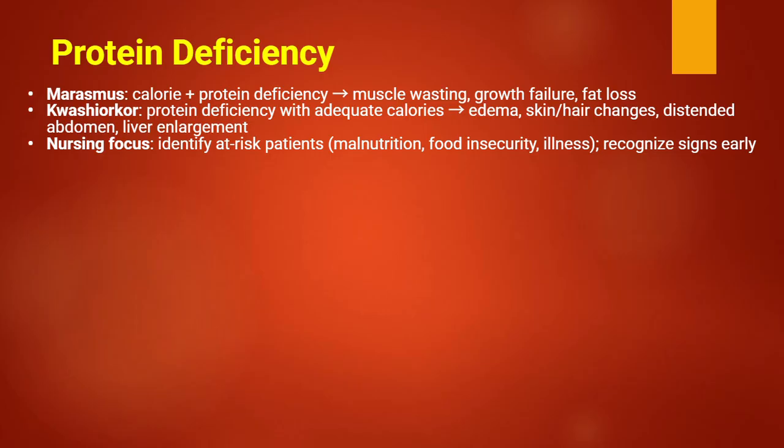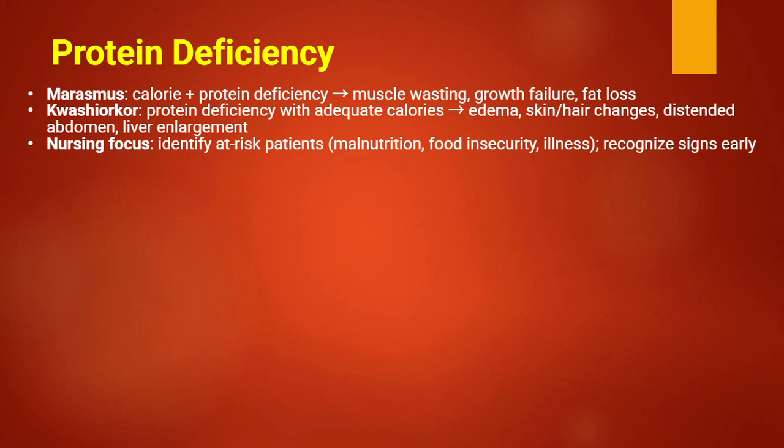It often develops in children who are weaned from breast milk and given diets high in carbohydrates but low in protein. Children with kwashiorkor typically have swelling, edema, skin and hair pigment changes, impaired growth and development, a distended abdomen, and liver enlargement. Unlike marasmus, these children may not appear thin because of the edema masking muscle loss.